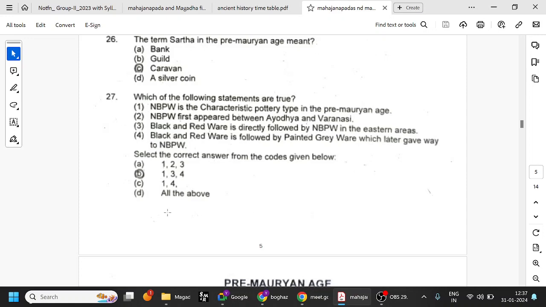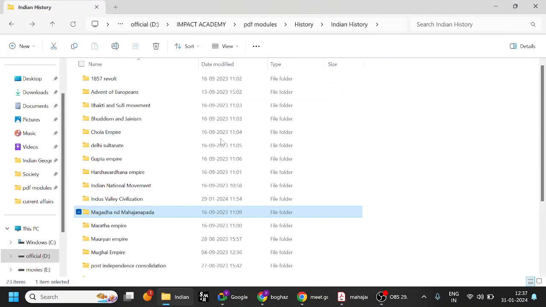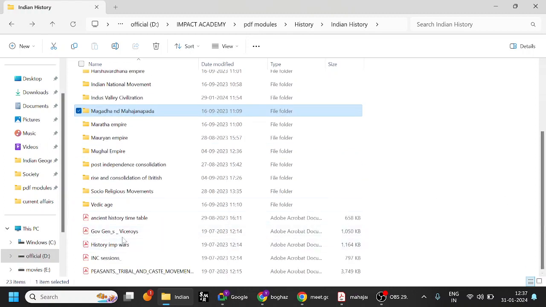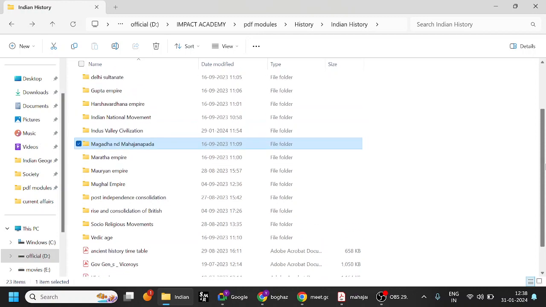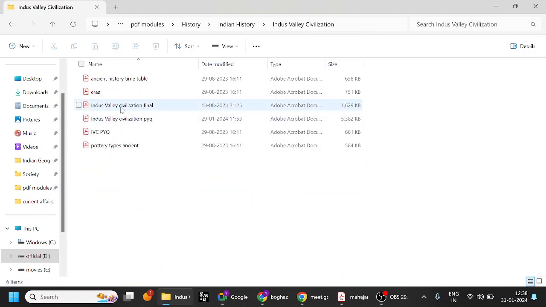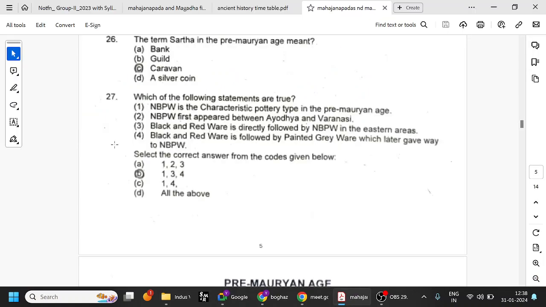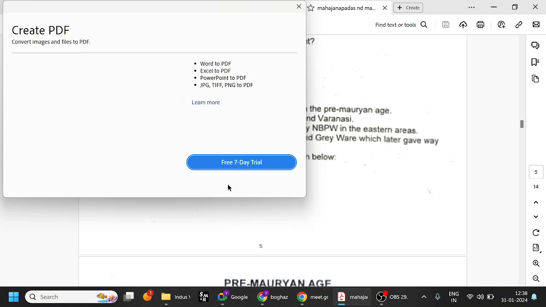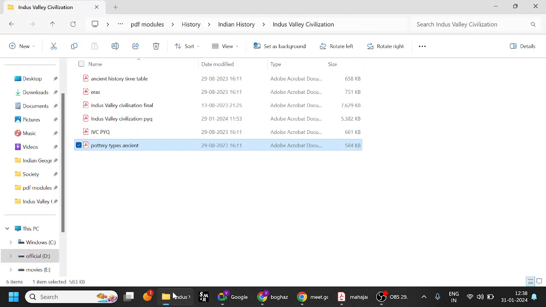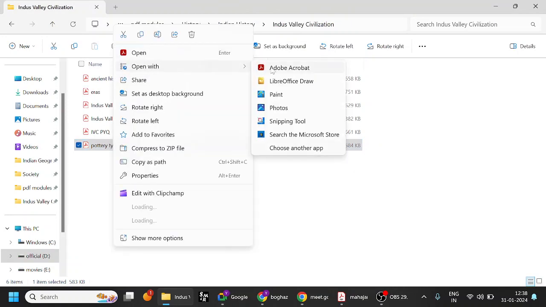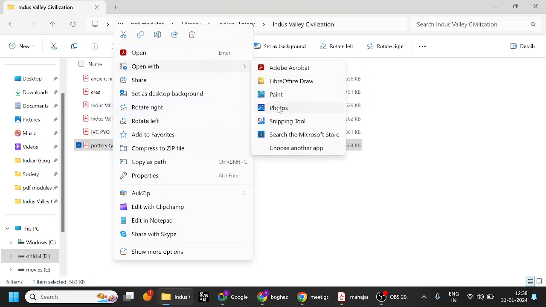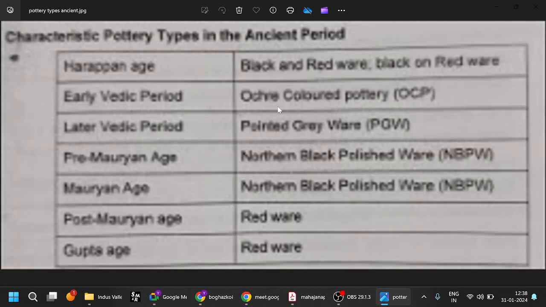So when we talk about pottery, one thing which is important is that pottery. Just a minute. This pottery is also very important. Frequently asked question. So let us try to look at it. You have to remember it is frequently asked.